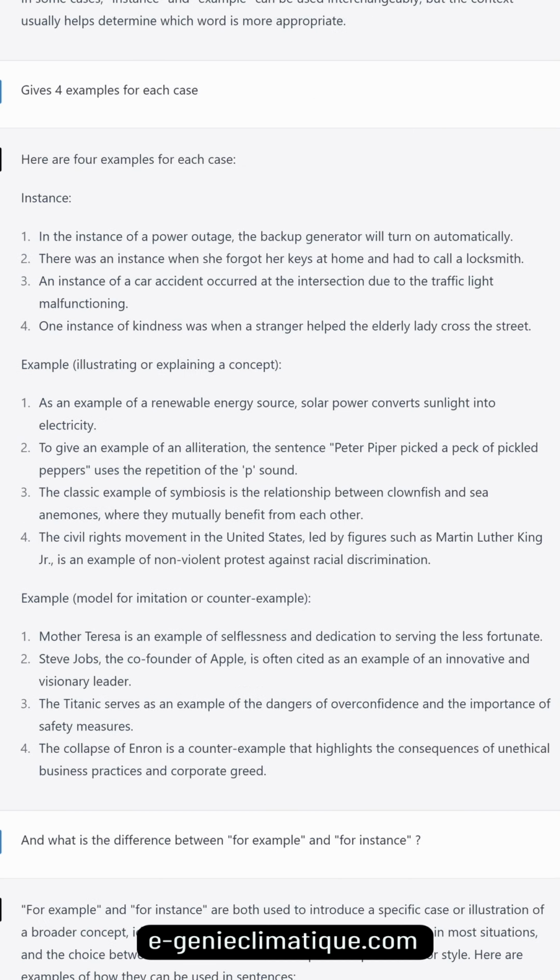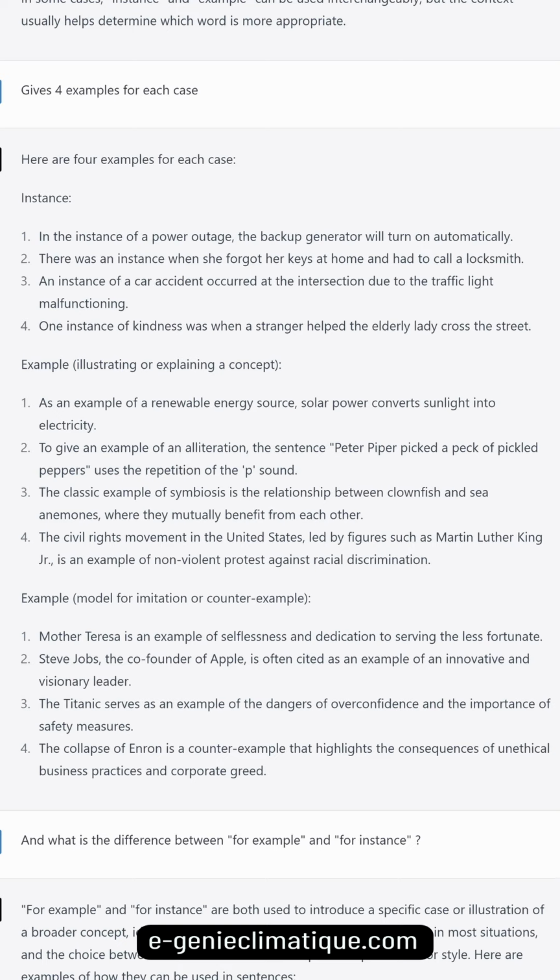Here are 4 examples for each case. Instance: In the instance of a power outage, the backup generator will turn on automatically. There was an instance when she forgot her keys at home and had to call a locksmith. An instance of a car accident occurred at the intersection due to the traffic light malfunctioning. One instance of kindness was when a stranger helped the elderly lady cross the street.